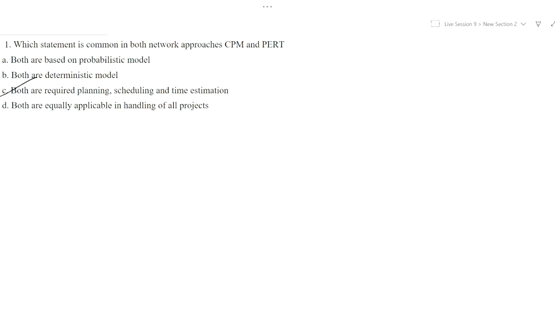And the rest, regarding the probabilistic model and deterministic model, we have clearly discussed last time which techniques include which type of model. You can refer to it. Okay. So moving on to the next question.